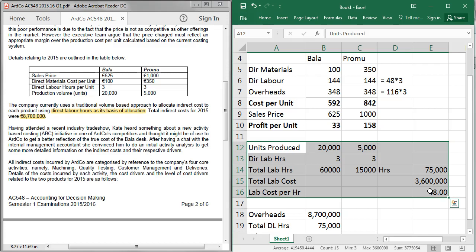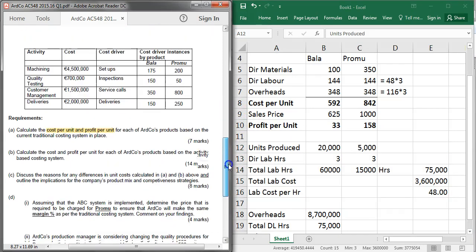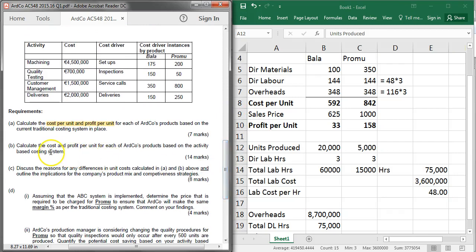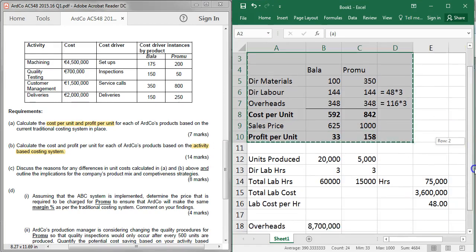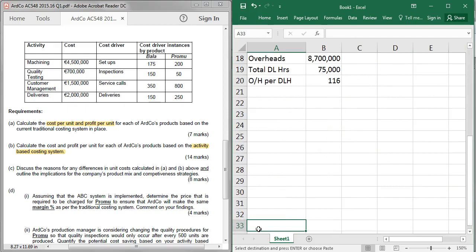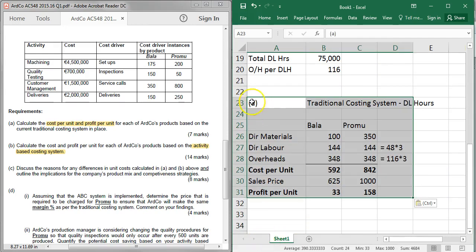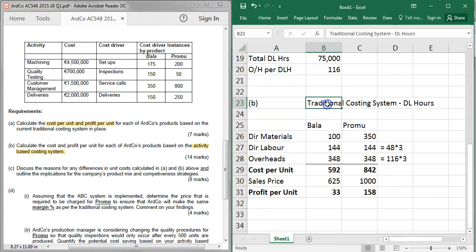So we're saying both of them are profitable, but on a per unit basis, Promo is more profitable than Bala. So your next part then is to do a similar calculation, but now we're going to do it for activity-based costing. So we're changing the basis of how we're going to allocate the overheads. So what you're actually doing for part B is you're setting up the same system. So we'll just come down, very similar presentation, and we're just going to say it's going to be B here, and you're going to say the ABC system, and we're going to have 4 cost pools plus 4 cost drivers.